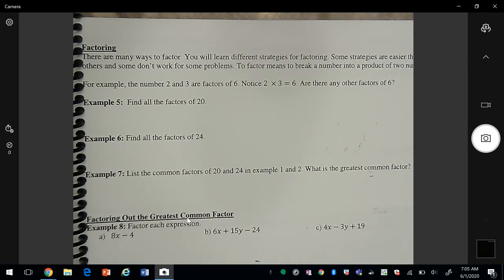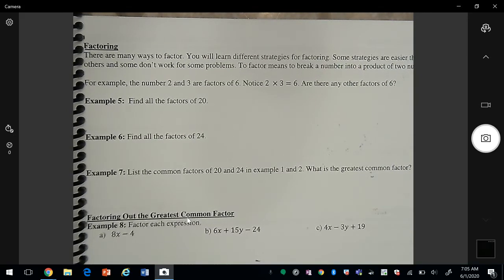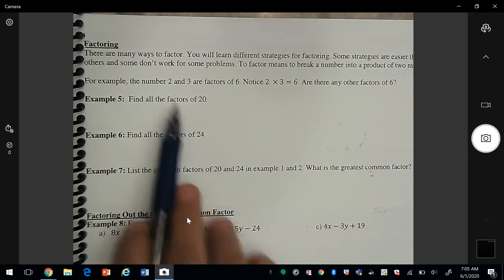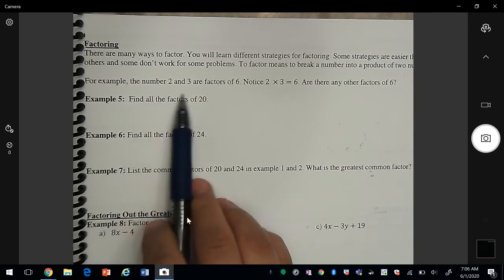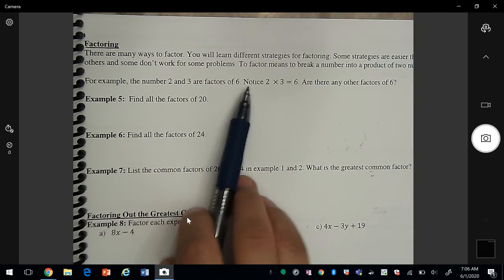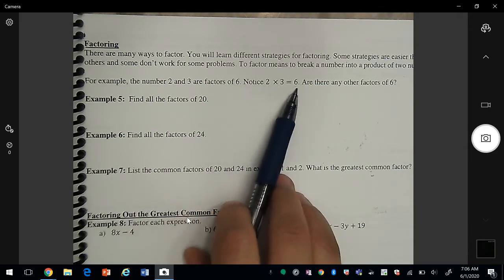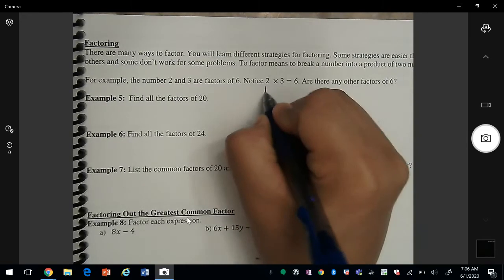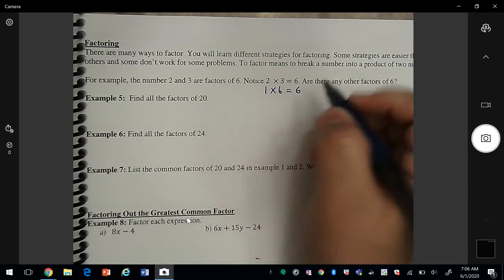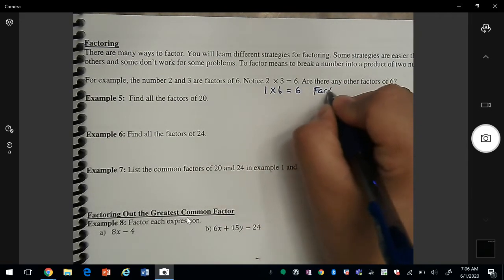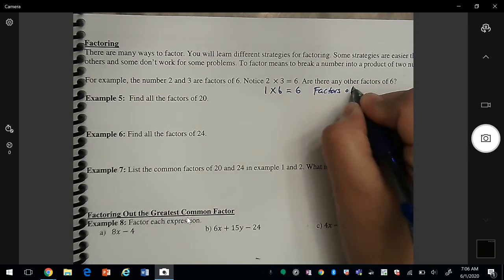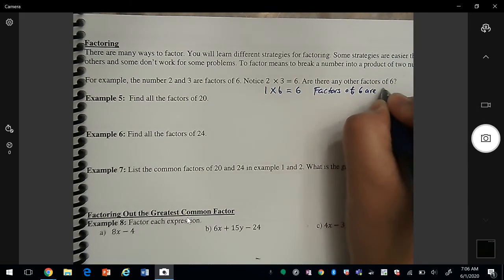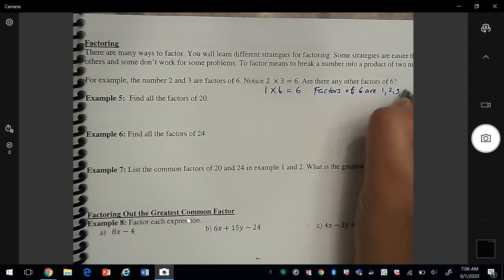To factor means to break up a number into the product of two other numbers. So for example, the numbers 2 and 3 are called factors of 6 because 2 times 3 will give you 6. Are there any other factors of 6? 1 times 6 will also give you 6. So we say the factors of 6 are 1, 2, 3, and 6.